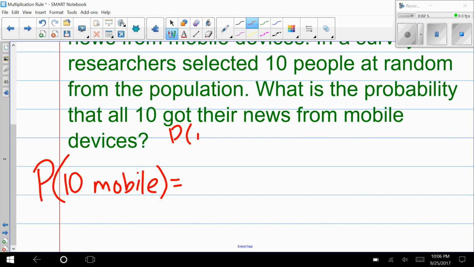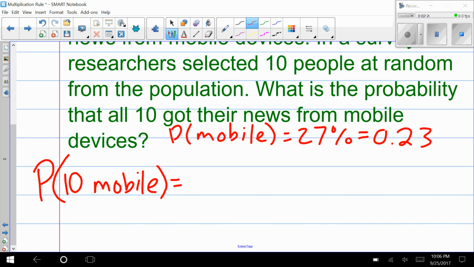So for this problem, we're looking for the probability of 10 mobile devices. We know the probability of one person getting theirs from a mobile device is 27%, or 0.27. So for 10 of them, we're going to take 0.27 times 0.27 times 0.27 times 0.27, on and on. So we have 10 of these. Another way to write that is using our exponent, 0.27 to the 10th power. Either way will work out just fine. You can either write it all out and multiply or do it to the 10th power.